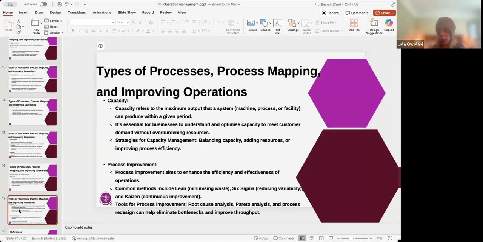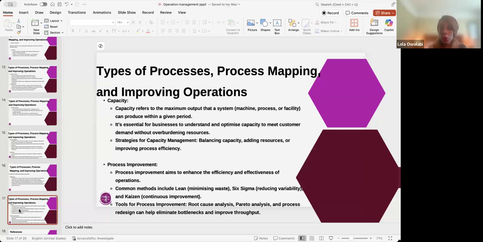So strategies for capacity management can be balancing the capacity, adding resources, or improving process efficiency. Look at that factory issue that we looked at in the last couple of slides. If there's a bottleneck or something that's not working, it's for management to review and see how we can be more productive.